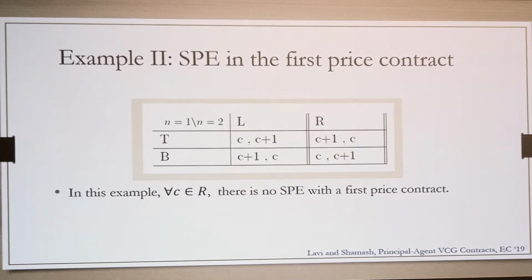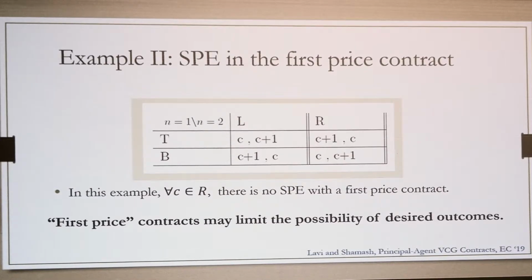Another example, again with 2 agents and 2 principals. It turns out that for any C, there is no subgame perfect equilibrium in this first price contract setting. So basically, first price contracts can limit the possibility of some outcomes we would like. Say if C were 1 million, it's a shame that there is no subgame perfect equilibrium in this game.